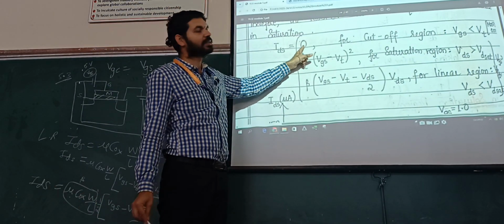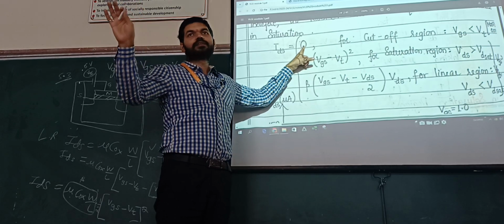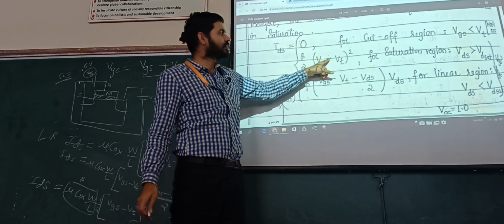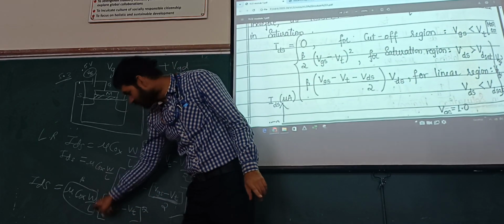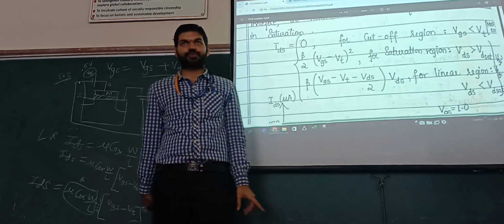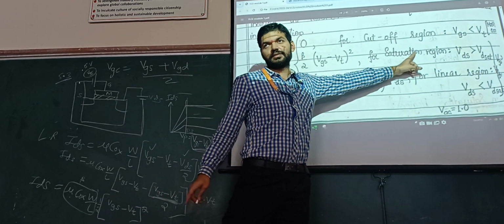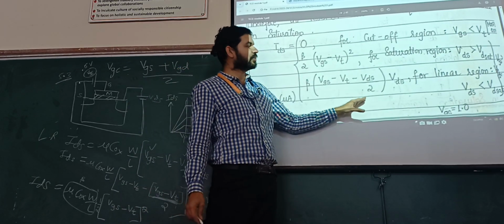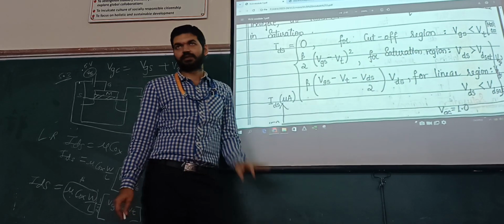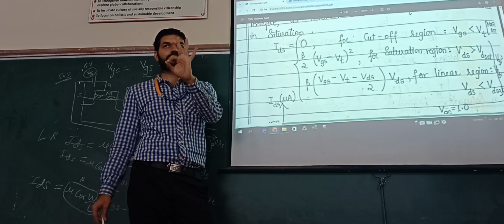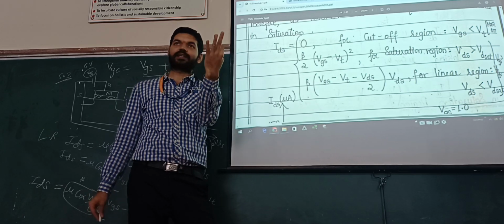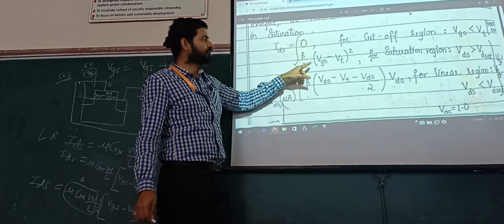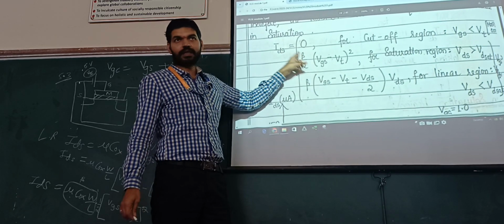This much we know: in the cutoff region there is no current, the device is off. Beta by 2 into VGS minus VT the whole square in the saturation region, and beta into VGS minus VT minus VDS by 2 into VDS for the linear region. These are the 3 equations of the MOSFET in 3 different regions. In the cutoff region the current is zero, in the saturation region and the linear region the current is given by these equations.